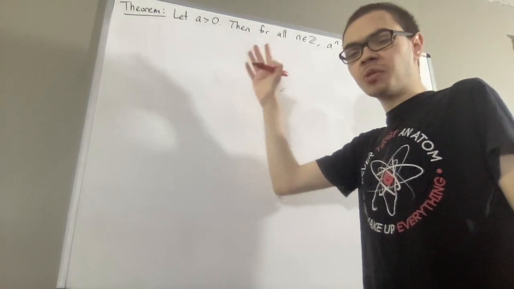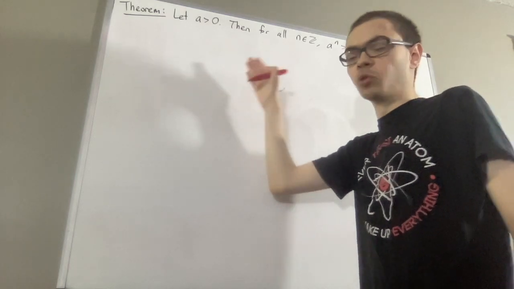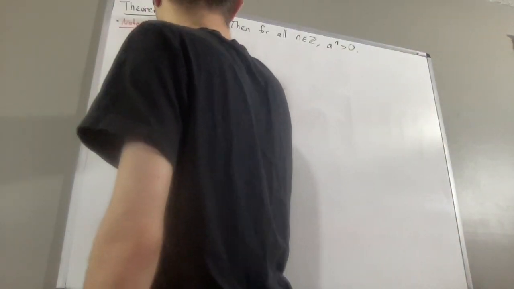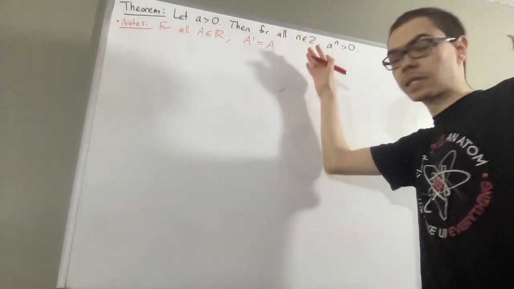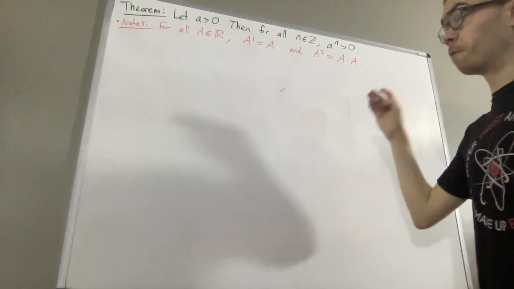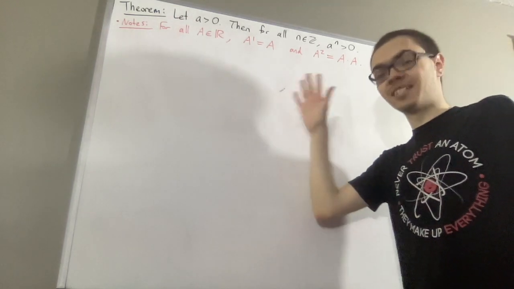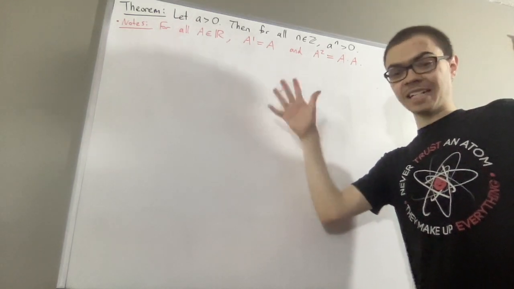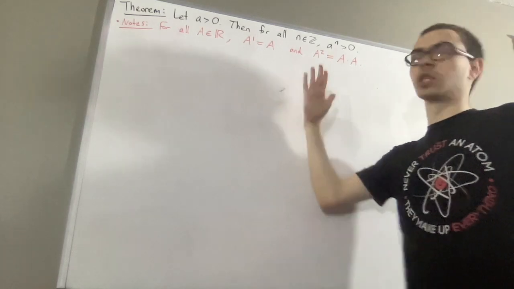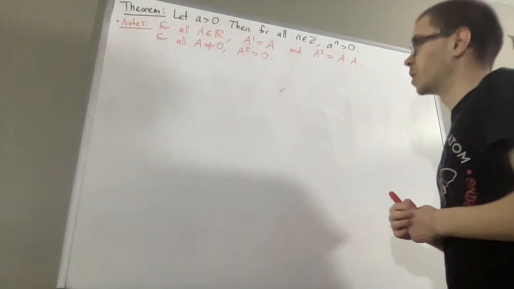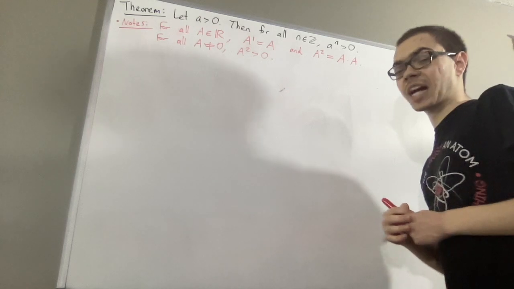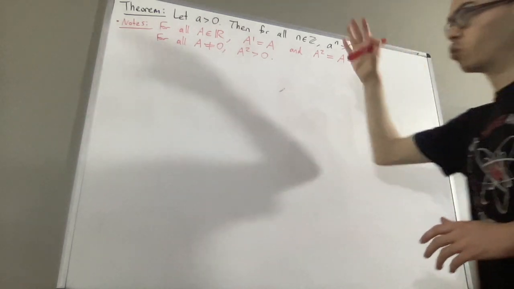First, for every real number a, a to the power of 1 is equal to a. Also, a to the power of 2 is equal to a times a. Another property of real numbers is, for every non-zero real number a, a times a is greater than 0. Or in other words, a to the power of 2 is greater than 0. So now let's remind ourselves of some of the properties of integer exponents that we have proven, which we will be using to prove this theorem.